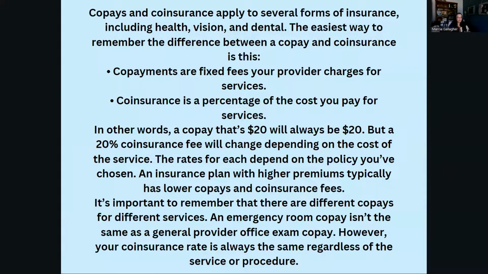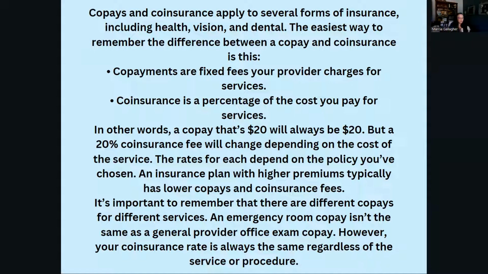Okay, copays and coinsurance apply to several forms of insurance, including health, vision, and dental. The easiest way to remember the difference between a copay and coinsurance is this. Copayments are fixed fees your provider charges for services. So copays are fixed. Coinsurance is a percentage of the cost you pay for services. So in other words, a copay that's $20 will always be $20, but a 20% coinsurance fee will change depending on the cost of the service.